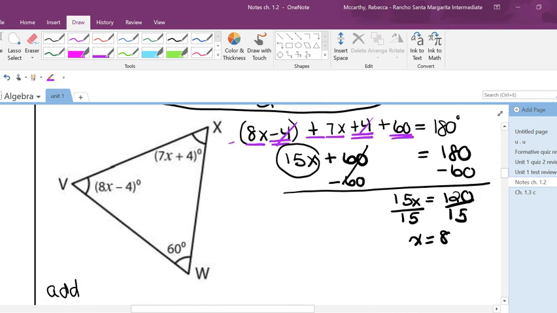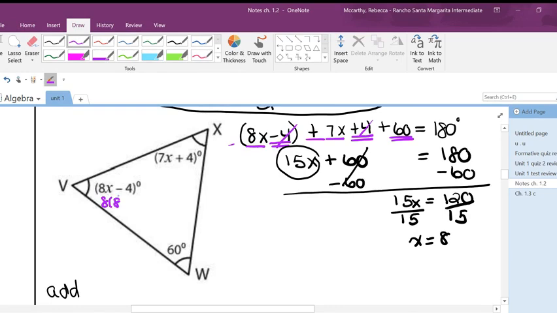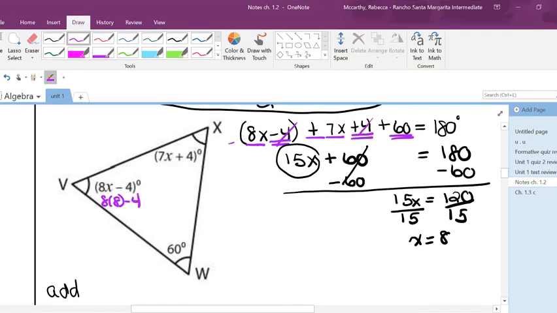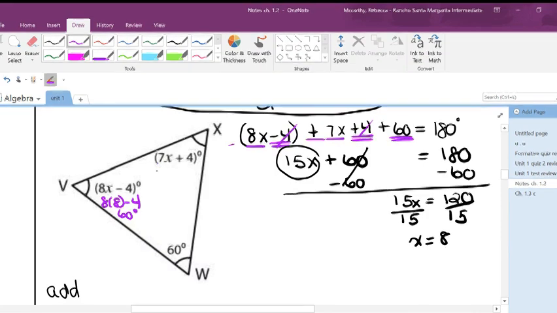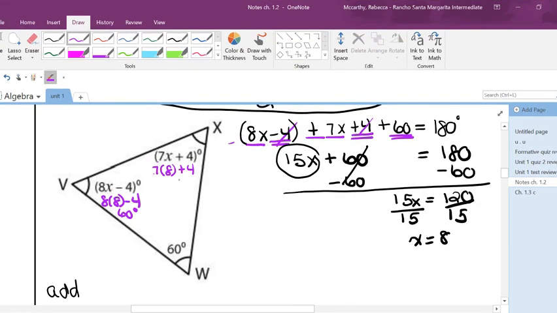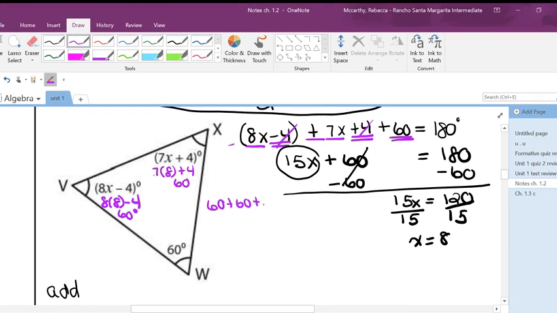Now, if I plug in 8 into this x value, so 8 times 8 minus 4 gives me 64 minus 4, so this is 60 degrees. 7 times 8 plus 4. 7 times 8 is 56, plus 4 is 60. And now if I add those up, 60 plus 60 plus 60, I know that adds up to 180.